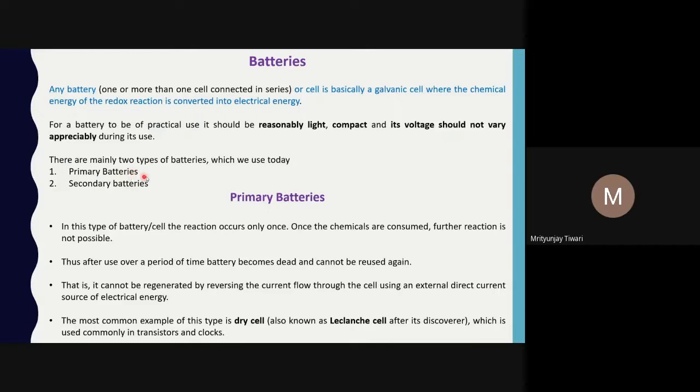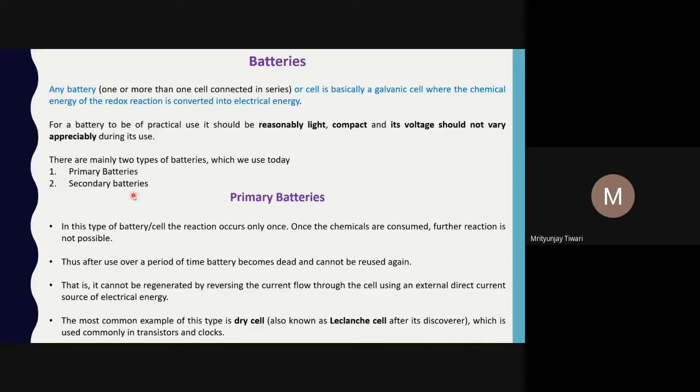And the secondary battery is the rechargeable battery. So the battery which is rechargeable we call secondary battery. This is a definition. And non-rechargeable batteries are primary batteries, like the dry cell, the Leclanche cell that we use in torches and many other places as well. So those are primary batteries.